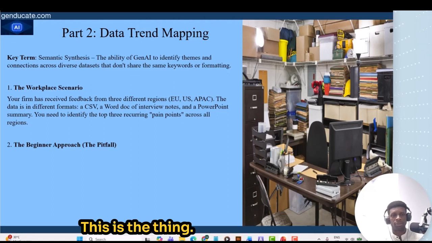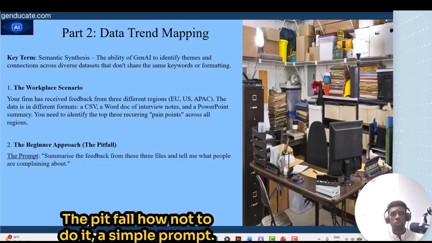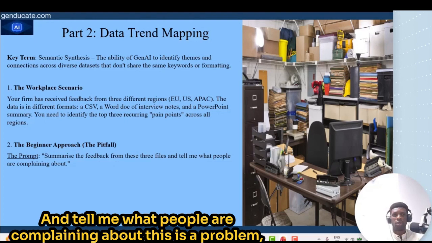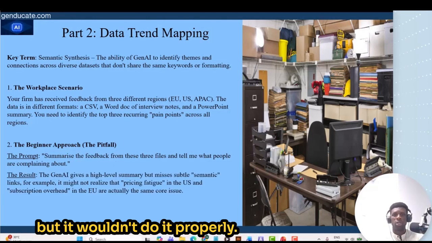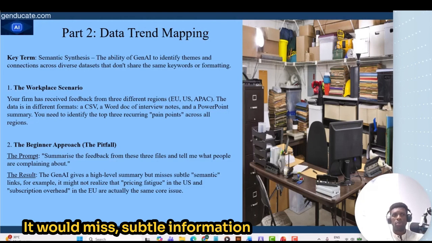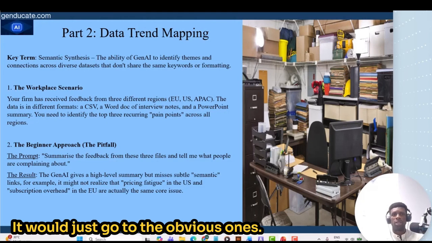This is the pitfall, how not to do it: a simple prompt, "Summarize the feedback from these 3 files and tell me what people are complaining about." This is the problem, because it wouldn't do it properly. It would miss subtle information. It will just go to the obvious one.